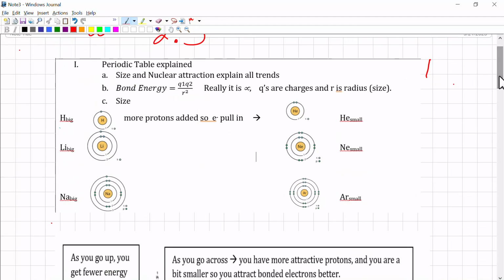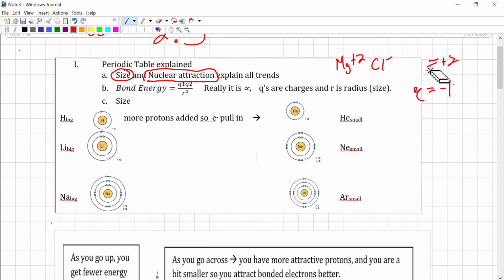Periodic table explained. Size and nuclear attraction explain all trends. By all trends, I mean every trend. We're going to talk about size and nuclear attraction, okay? Bond energy equals Q1 Q2 over radius squared. So if I have Mg plus 2 and Cl minus 1, one Q equals plus 2, and the other Q equals minus 1, right? And then radius squared, this is just the size.